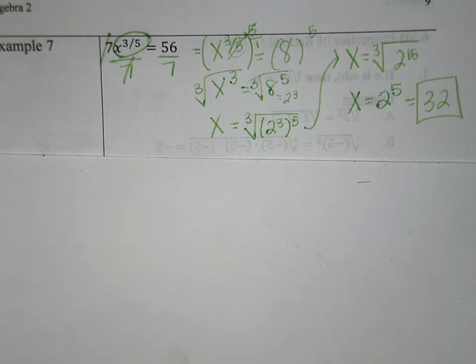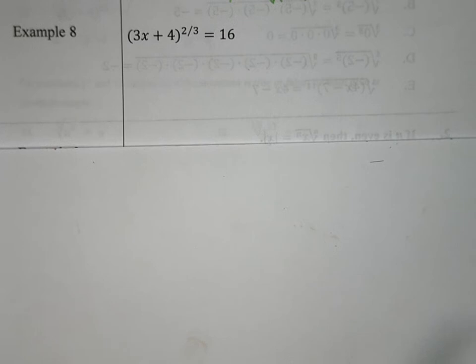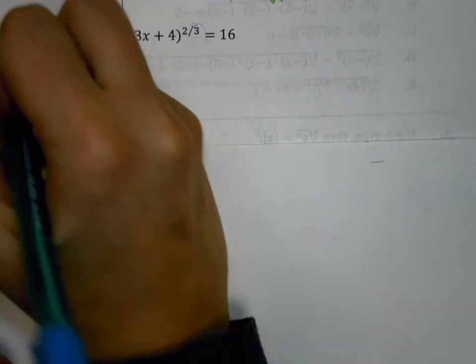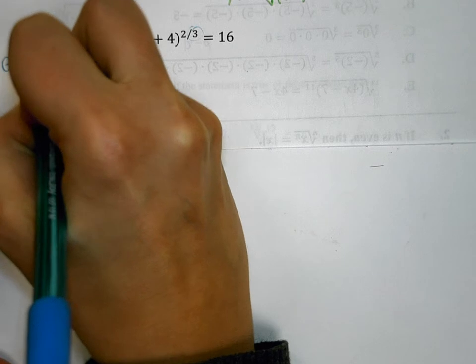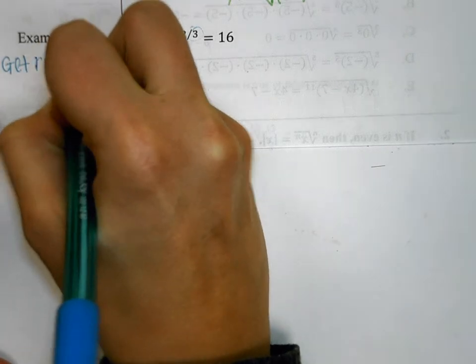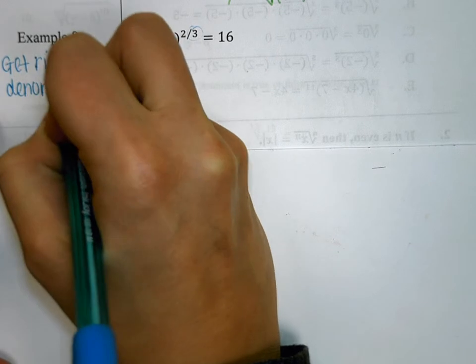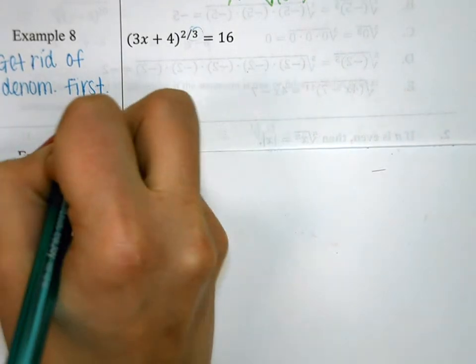Let's try it again. So example 8. I have 3x plus 4 to the power of 2/3. So I always want to get rid of the denominator first. So let's write that note off to the side. Get rid of denominator first. Okay, so we want to get rid of the denominator first.